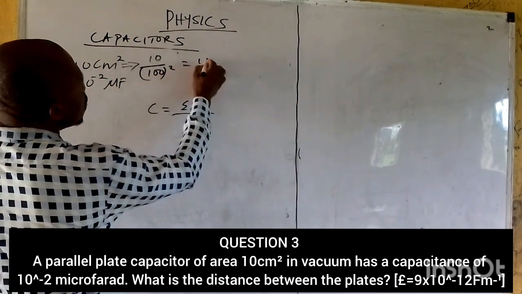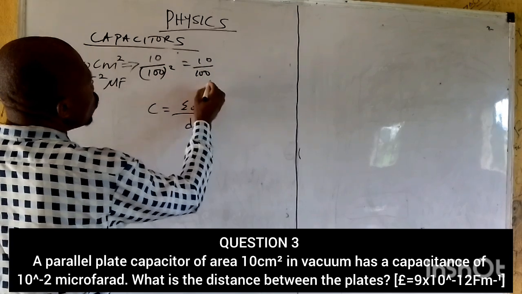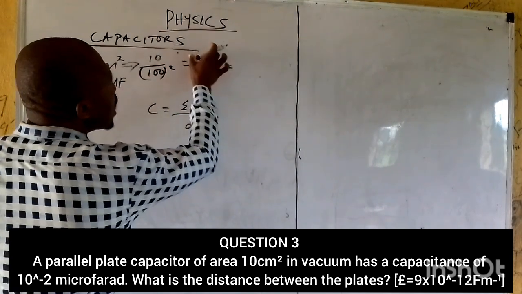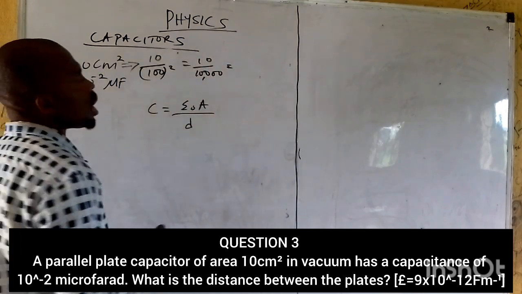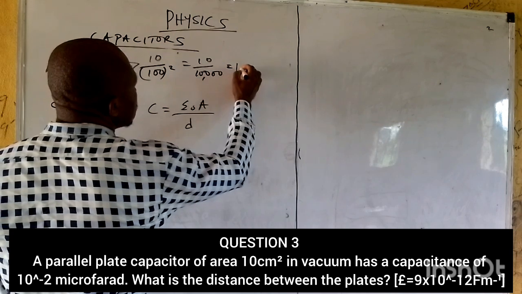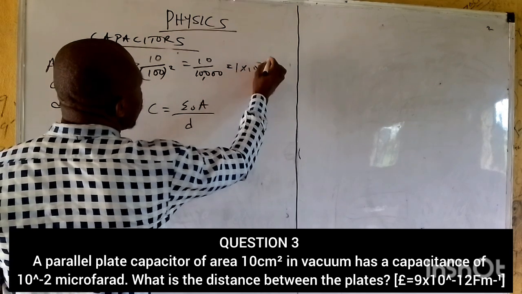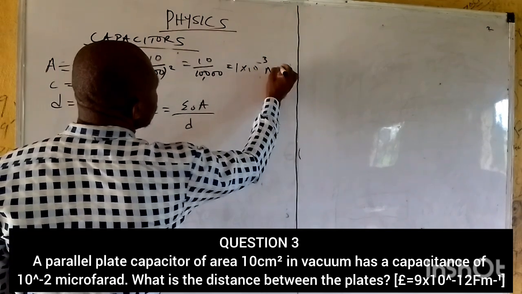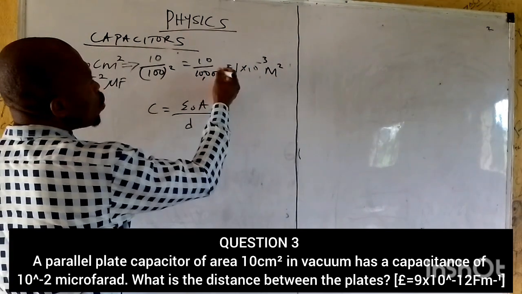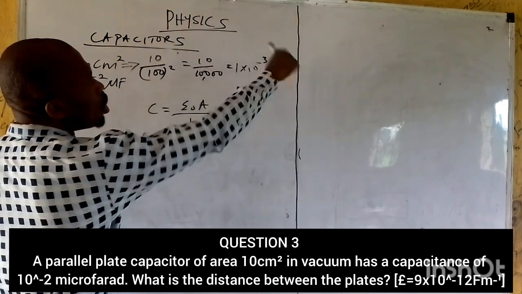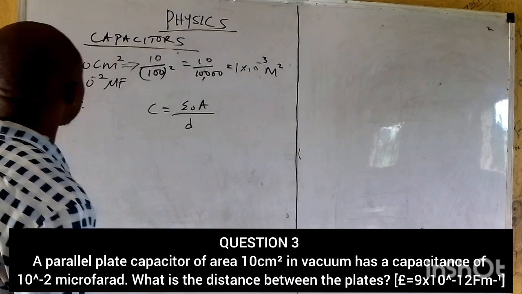So which will now give us 10 over 100 squared. 100 squared is 10,000, which will give us 10 all over 10,000, which is 1 times 10 to the power minus 3. And of course, if this cancels this, we now have 1, 2, 3. So 10 to the power minus 3, we're corrected.